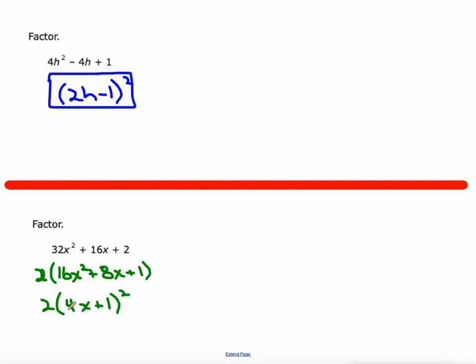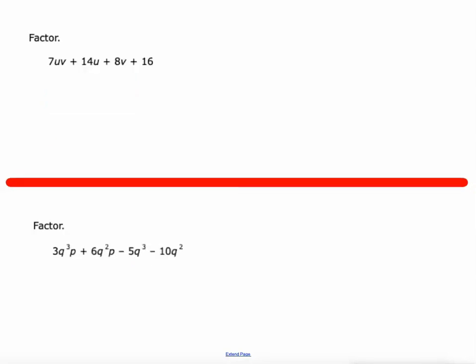Square root of 16x squared is 4x. Square root of 1 is 1. 4x times 1 is 4x, doubled is 8x. So that is a perfect square trinomial. It can be factored like this. All right, so there's our two special cases that we learned patterns for. Next, we're going to move on to grouping.